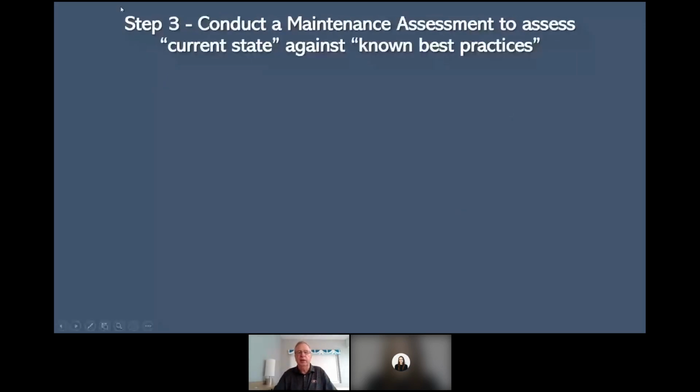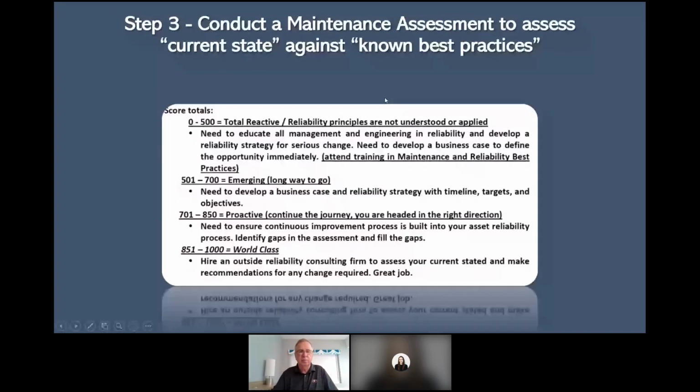Step 3, conduct a maintenance assessment to assess current state against known best practices. Okay, you see the scores here. If you start at the top, 0 to 500, you're totally reactive. Reliability principles are not understood or applied. You need to educate all management and engineering in reliability and develop a reliability strategy for serious change. You need to develop a business case. How much money are we losing to define the opportunity? And then attend training in maintenance and reliability best practices.